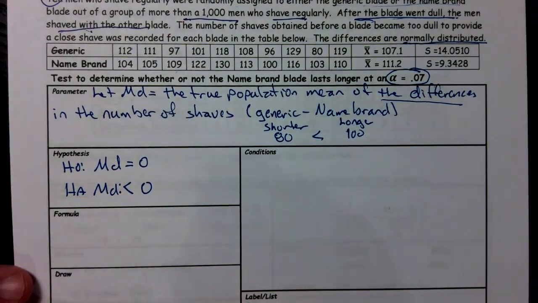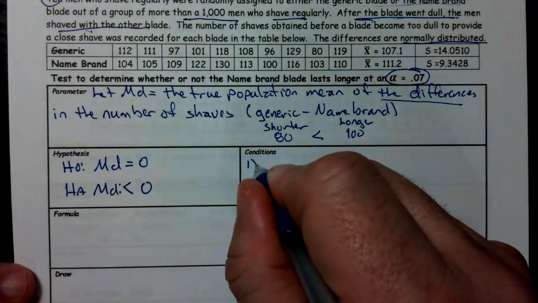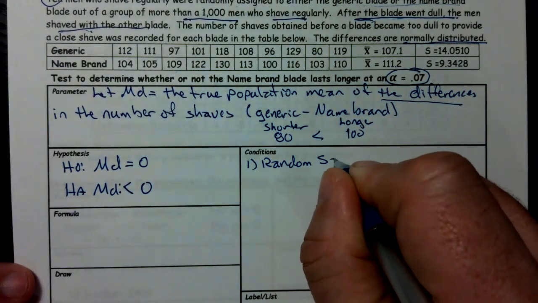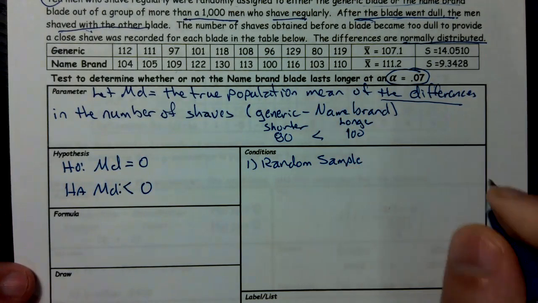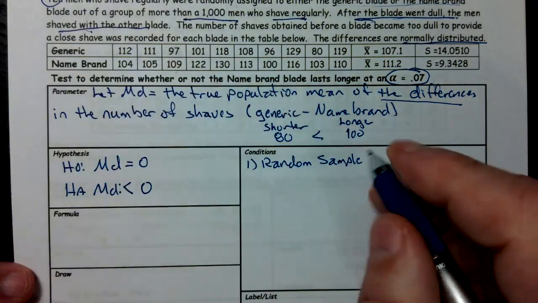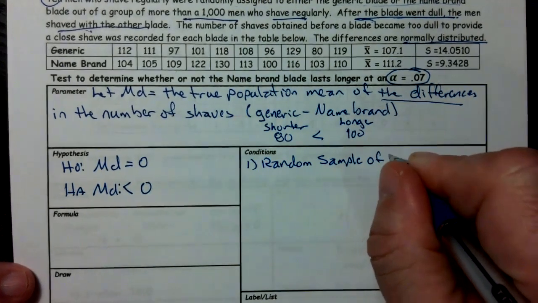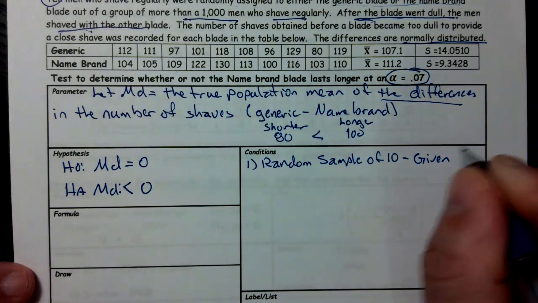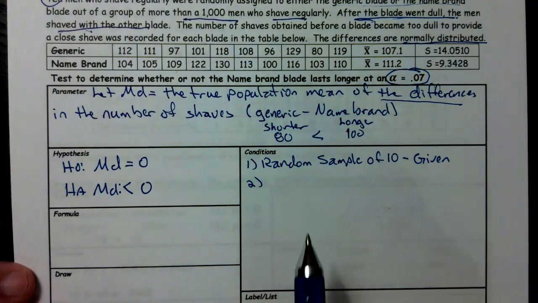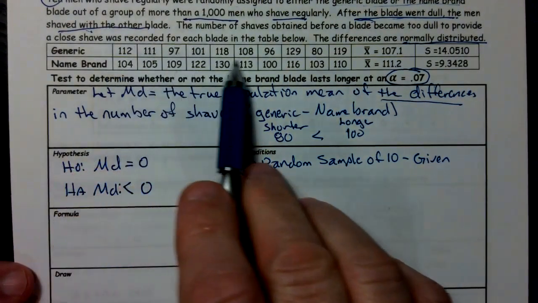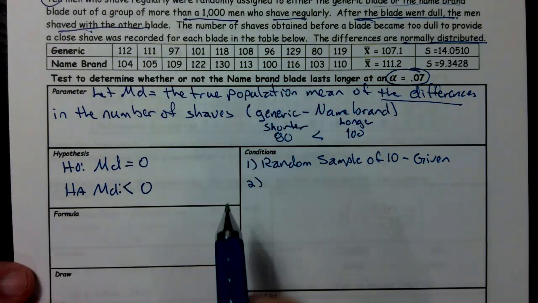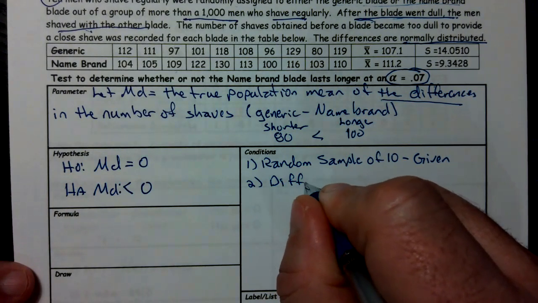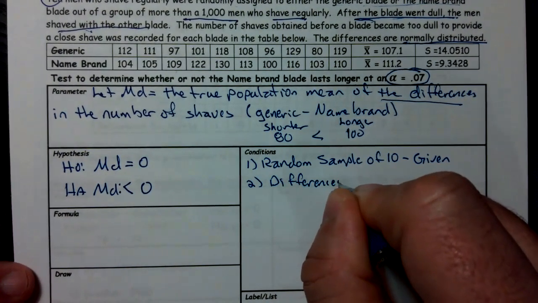I'm going to go ahead and start my conditions. The first condition is random sample. And we actually have a random sample of 10, and that was given. It's 10 pairs, or we have 20 data points. We have 10 pairs. The next thing, differences are independent.